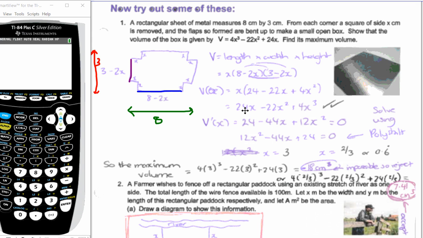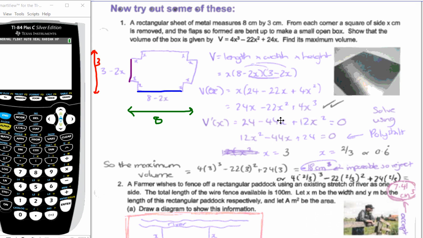becomes a coefficient, 24. 2 times negative 22 makes negative 44x. Subtract 1 from the exponent, x to the 1. 3 times 4 makes positive 12x. Subtract 1 from the exponent, you get a square. Because it's a maximum volume, set it equal to 0. And notice here we have a quadratic, which we can solve by factorizing, or you could use PolySmlt.